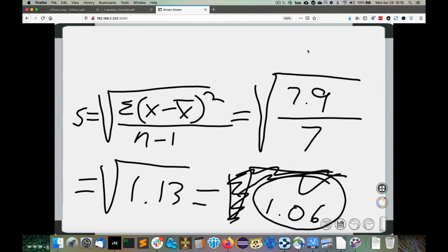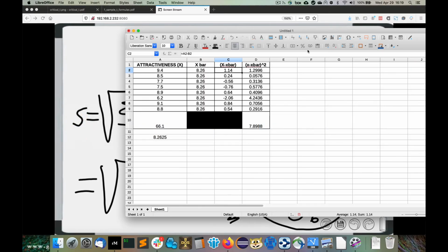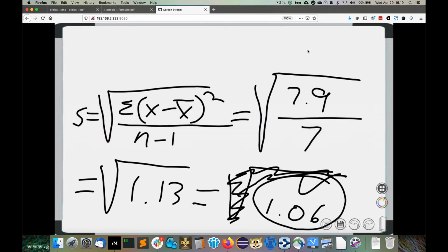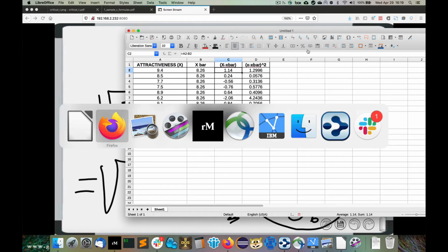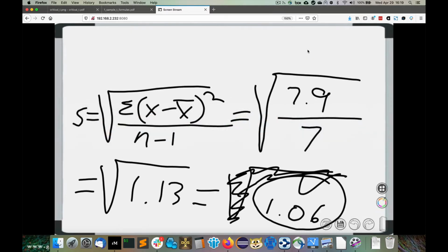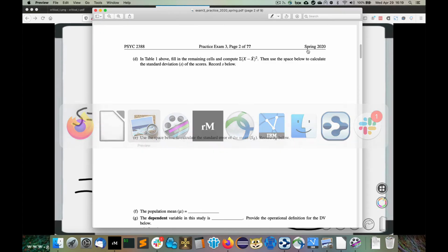So that is the standard deviation of your sample. So the mean of your sample was 8.26, I believe. Yep, 8.26. The mean was 8.26, and the standard deviation is plus or minus 1.06. Okay. So now we know that. This is exactly what you'd write on the exam. This right here for your standard deviation. Let's go back to the problem.